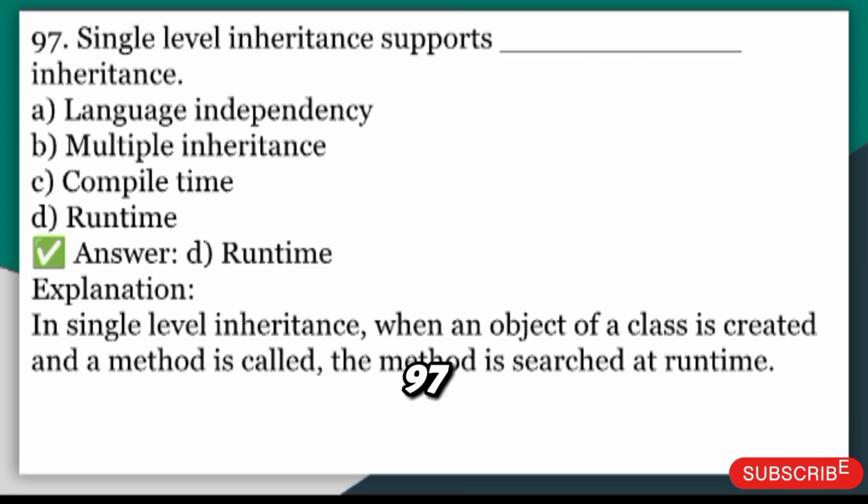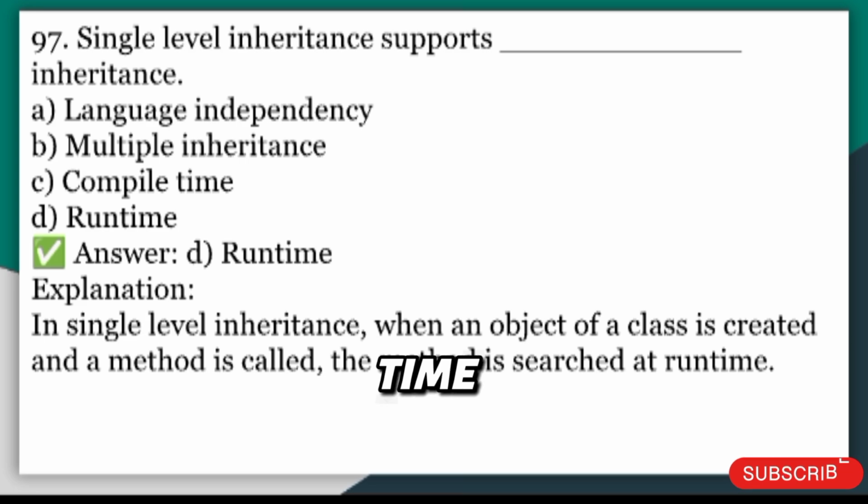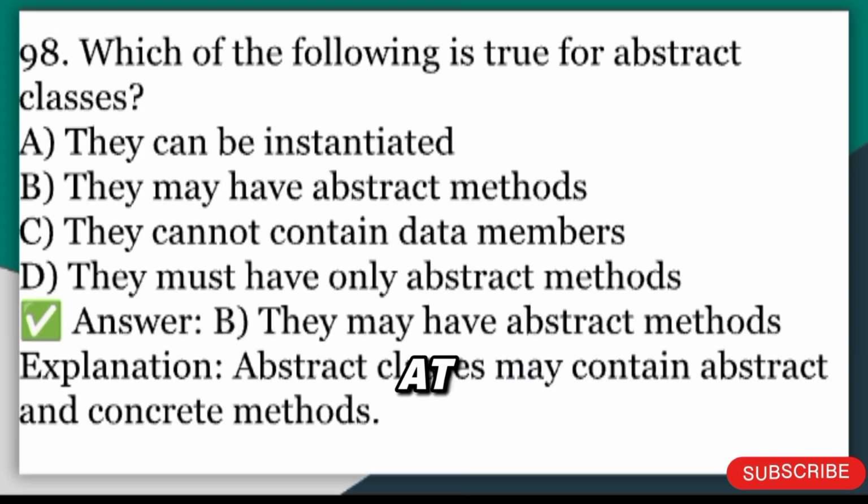Question number 97. Single level inheritance supports dash inheritance. So the right option is D, runtime. In single level inheritance, when an object of a class is created and a method is called, the method is searched at runtime. Single level inheritance supports runtime inheritance because method overriding and lookup happen during the program execution, or at runtime.